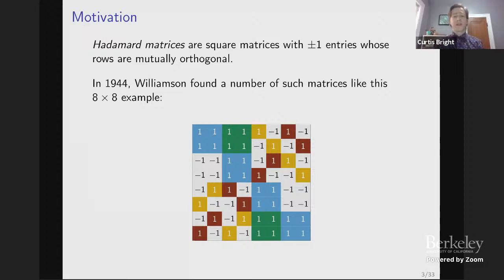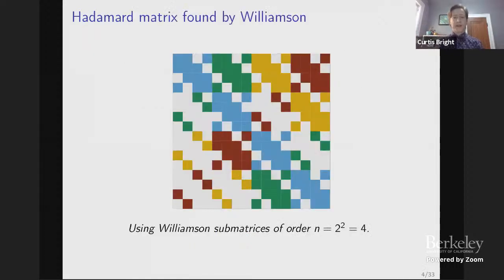In any sense, these things are really interesting from a theoretical standpoint, and mathematicians have studied them for a long time, trying to construct them in as many orders as possible. One mathematician who did this was John Williamson in 1944, and he found the example shown on this slide. This is an 8x8 Hadamard matrix, but he actually went further. This was an amazing paper. He found many different examples of Hadamard matrices. Here's another one. This is a 16x16, and you can kind of see how its construction works. It's formed by submatrices known as Williamson matrices. In this case, they're order 4, and you put them together in this nice pattern, and you get something which is Hadamard. Now, remember, he did this without computers.